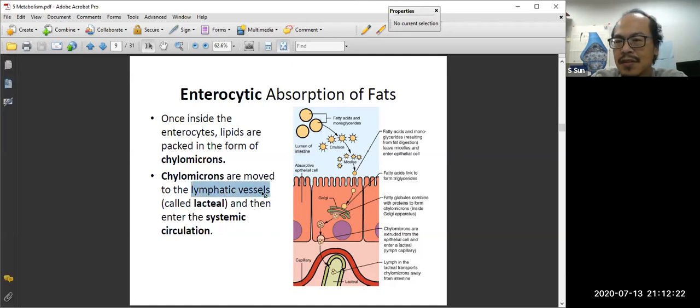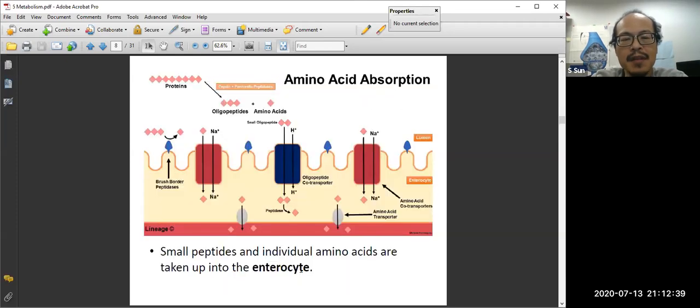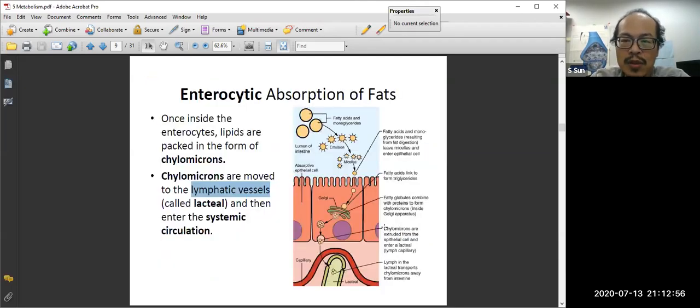lymphatic vessel. Over here, carbohydrates, monosaccharides, enter into the blood vessel. So they enter into this capillary and are transported in the blood. Proteins also enter into the blood. It doesn't say here, but it enters into the blood. So protein, amino acids, carbohydrates are all transported in the blood. Lipid is different. Lipid, when it enters into our body, first enters into the lymphatic vessel.